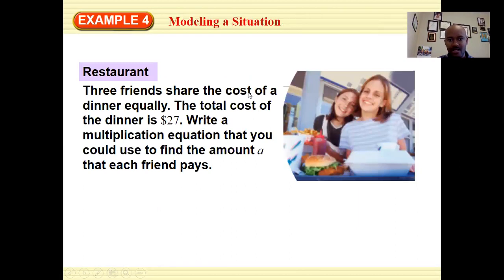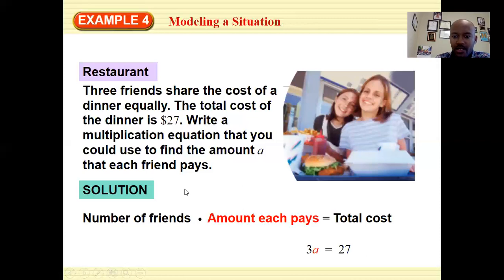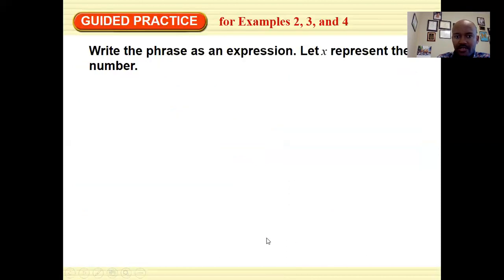Look at this problem quickly. 3 friends share the cost of a dinner equally. The total cost of the dinner is $27. Write a multiplication equation that you could use to find the amount A that each friend pays. So multiplication, I'm just going to quickly go through here. It is 3 times A equals 27, because the number of friends is 3, the amount each pays is the letter A, equals 27, which is the total cost. So that would be your equation.